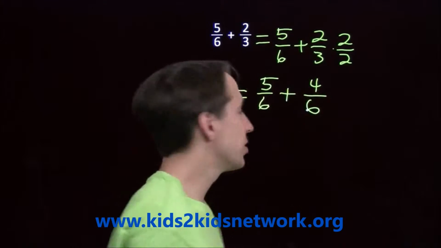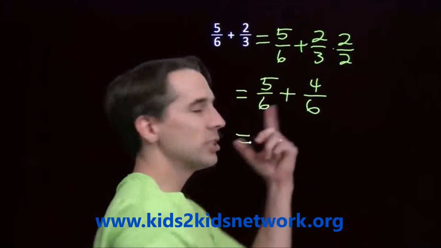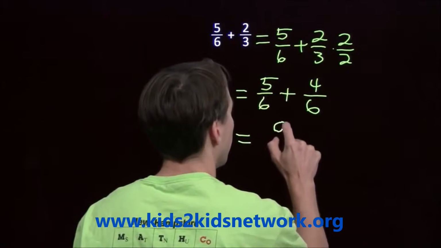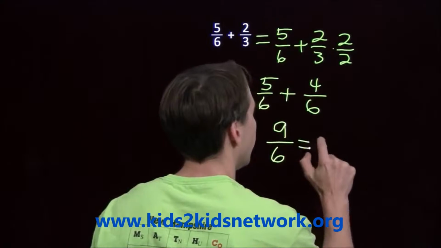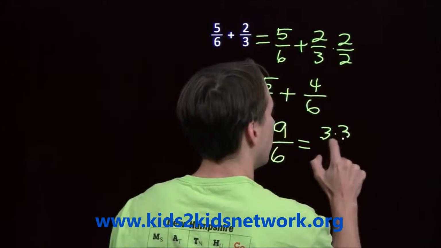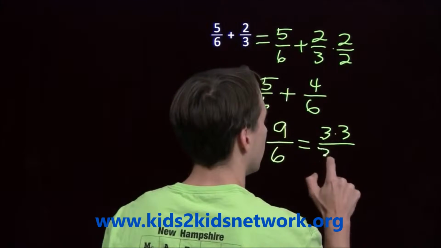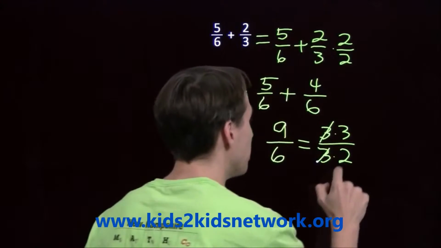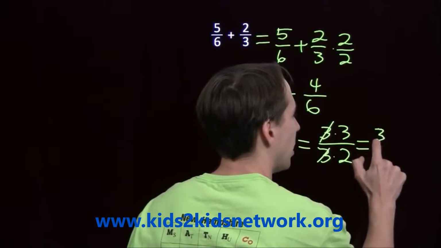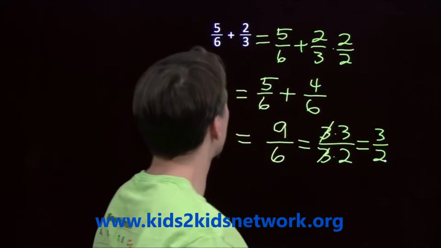Take a problem I don't know how to do, turn it into a problem I know how to do. We know how to add fractions that have the same denominator. We just add the numerators. 5 plus 4 is 9. 9 over 6, well, those have a common factor of 3. So we can cancel that common factor out. Top is just 3 times 3, bottom's 3 times 2. Cancel that common factor out and we have 3 over 2.